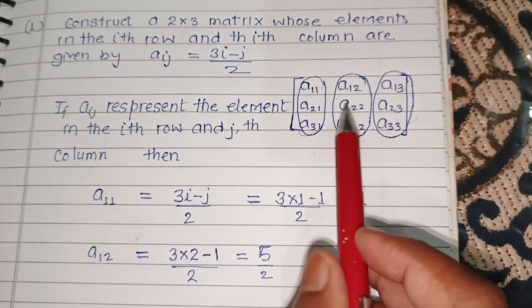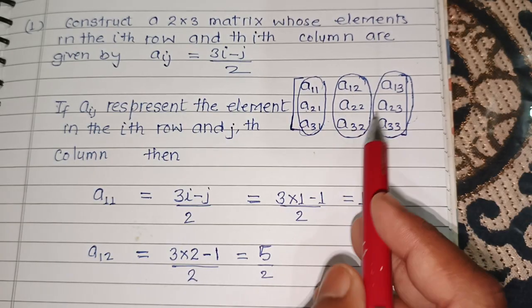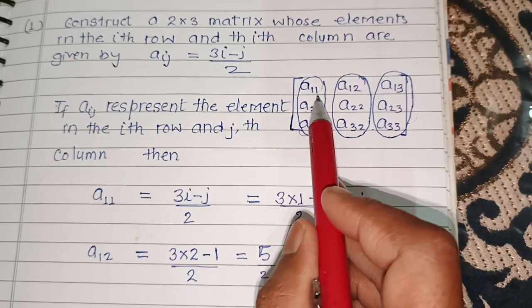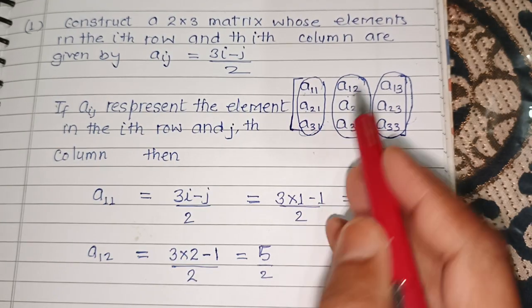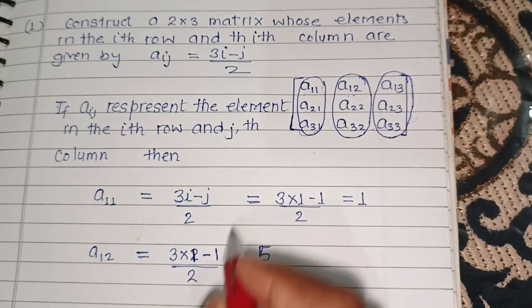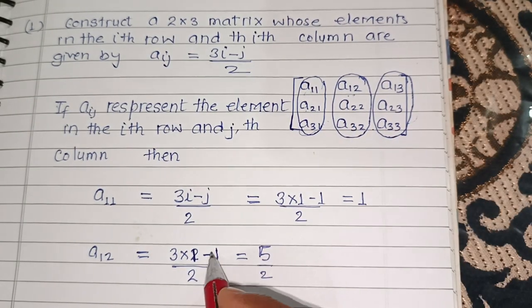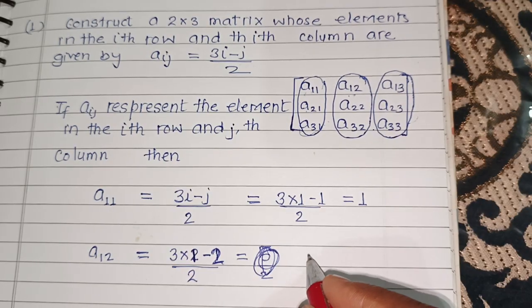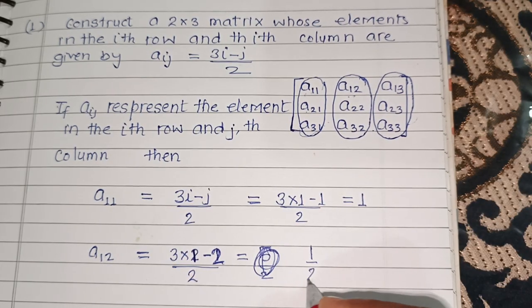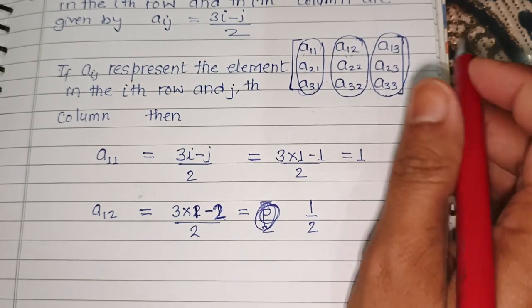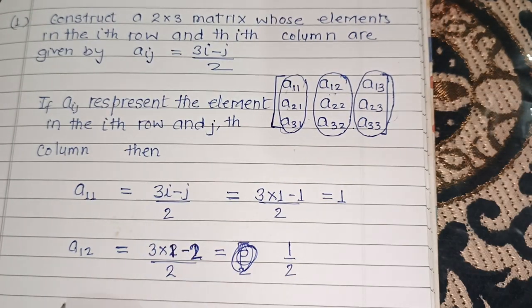We are going to find the A12. So here this is a first row. So i is equal to 1 होगा, एंड यहाँ पे सेकेंड कॉलम है, सो यहाँ पे 2 हो जाएगा. सो दैट इज 1/2. That is 1/2.